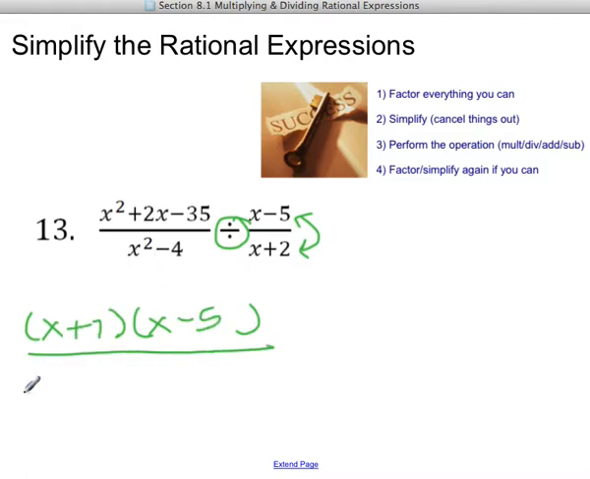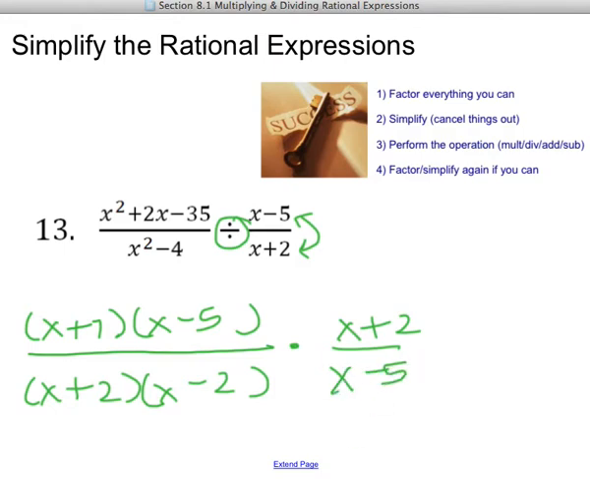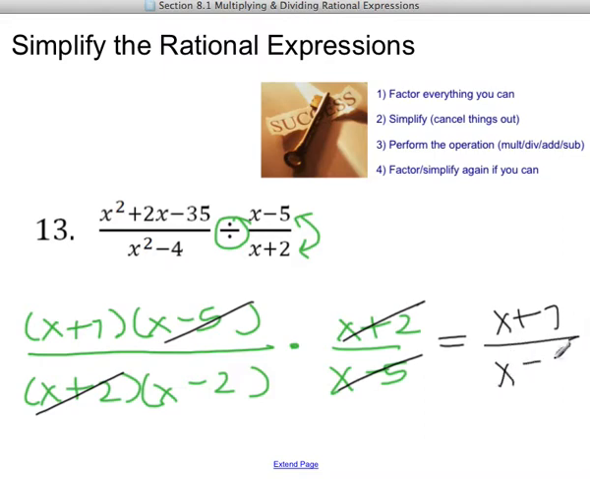All over, this is a difference of perfect squares. So the square root of 4 is 2, so it's going to be x plus 2 and x minus 2 times, see, now we're going to write the reciprocal, x plus 2 over x minus 5. And I go ahead and cancel. x plus 2's cancel. x minus 5's cancel. So across my numerator, all I have left is x plus 7 and my denominator is x minus 2. So there is my final answer for example 13.